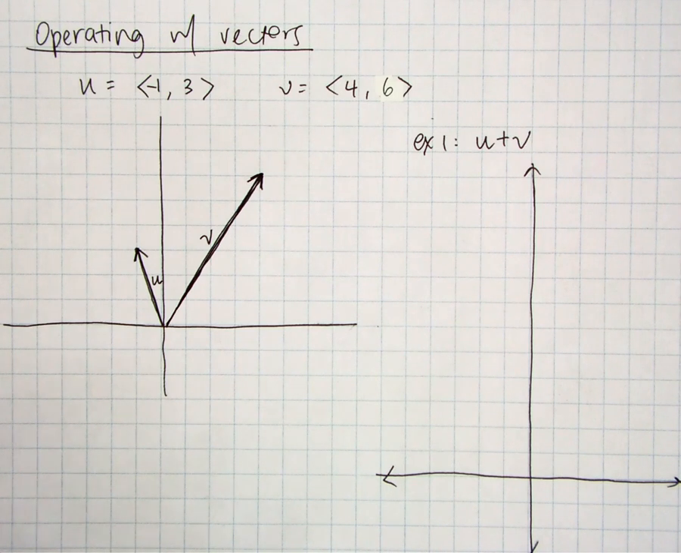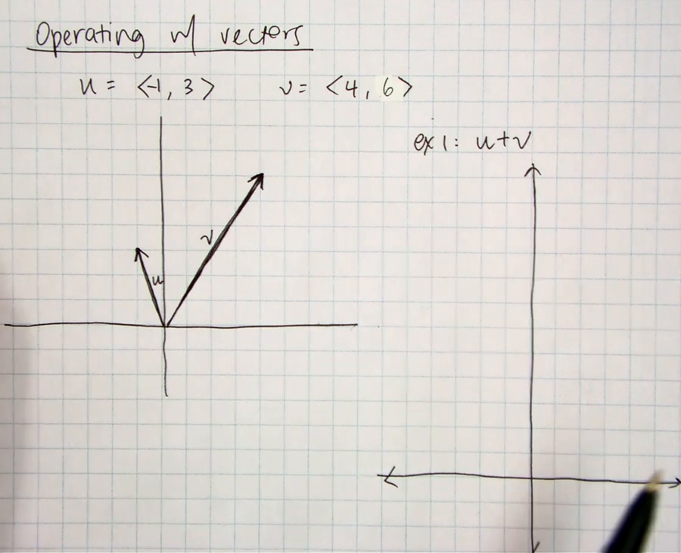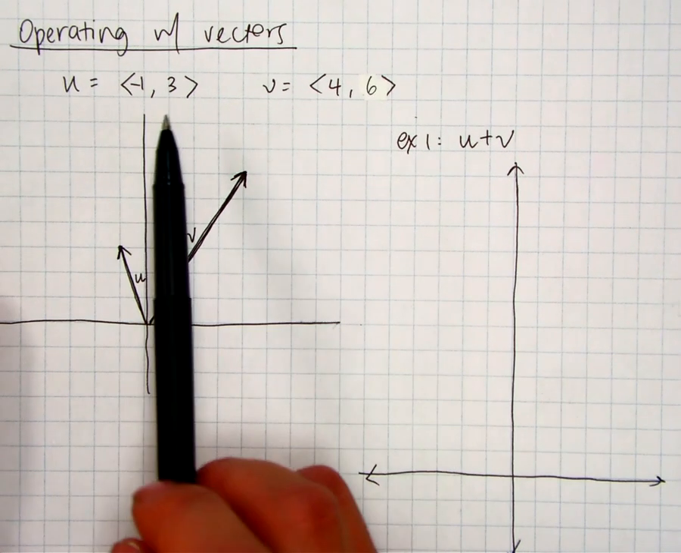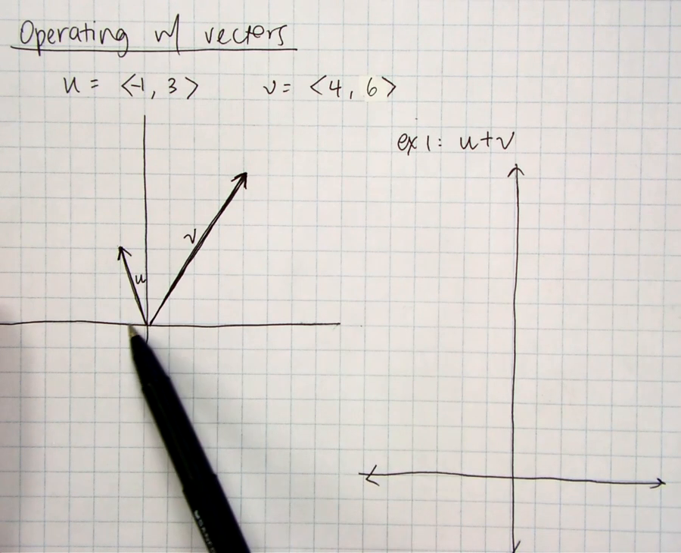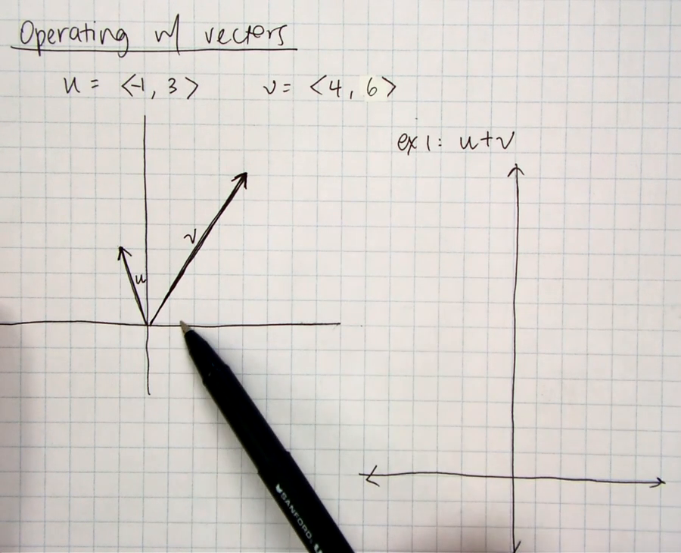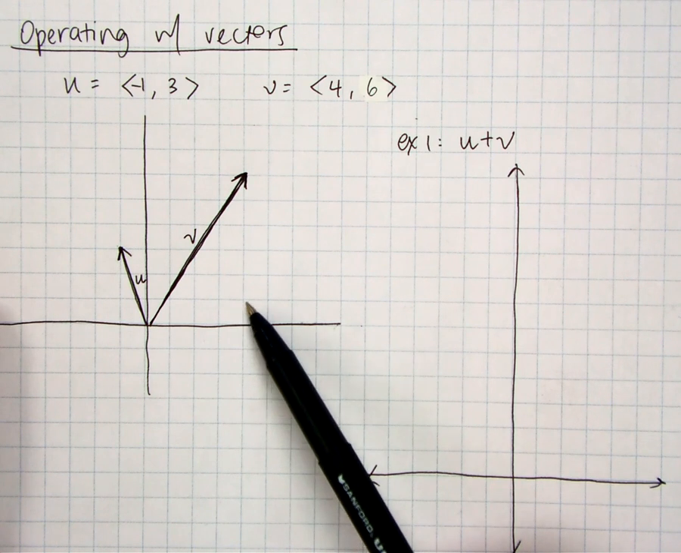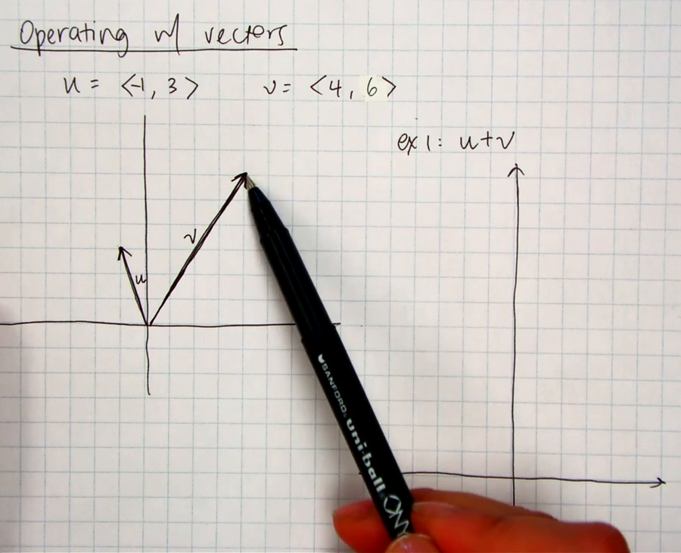Okay, so operating with vectors. Operating as in like adding, subtracting, multiplying, dividing. Let's say I'm given two vectors that look like this. Vector u is negative 1, 3. So negative 1, positive 3. Vector v is positive 4, positive 6.